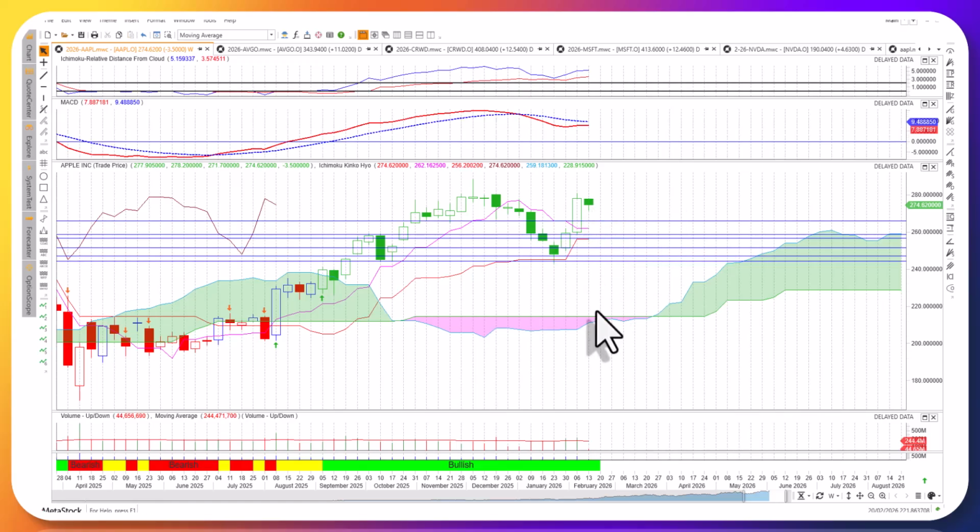A little bit extended from the top end of the cloud still. We look at the price action between here and the distance of the cloud. So there is still some downside risk in this name on the weekly Ichimoku cloud, but still nice bullish territory on the weekly Ichimoku cloud.